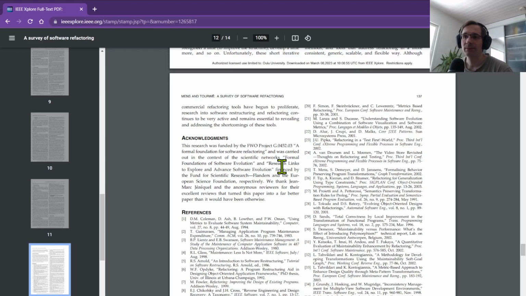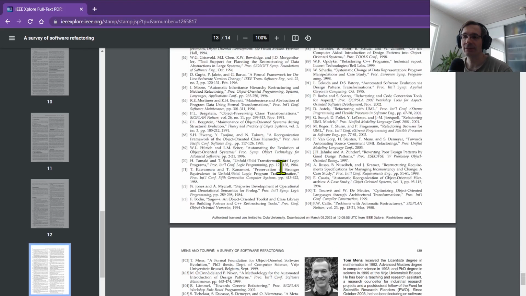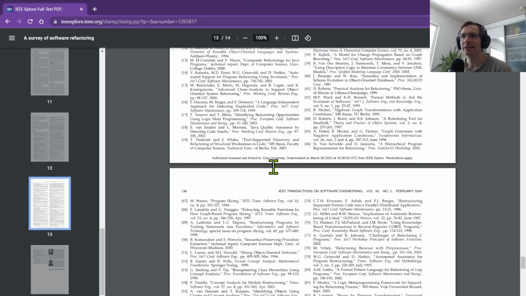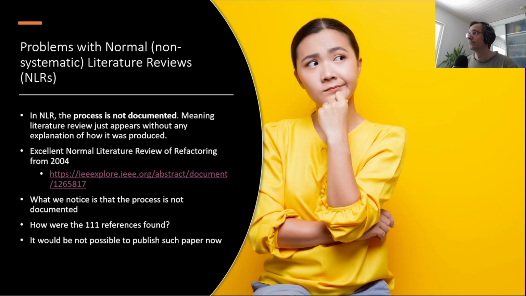Although the paper references an impressive number of 111 papers, we have no idea how the 111 references were found, which makes it impossible to reproduce this literature review process. We have to keep in mind that this paper was published in 2004, and under the current scientific standards in software engineering, it would not be possible to publish such paper right now, as the literature reviews are currently done with systematic approach.